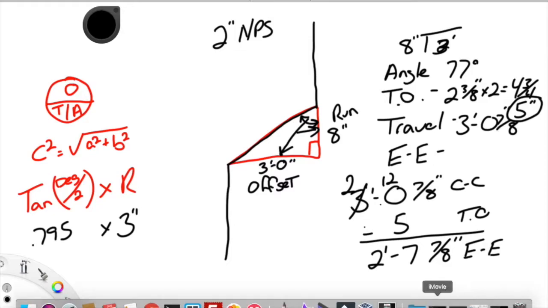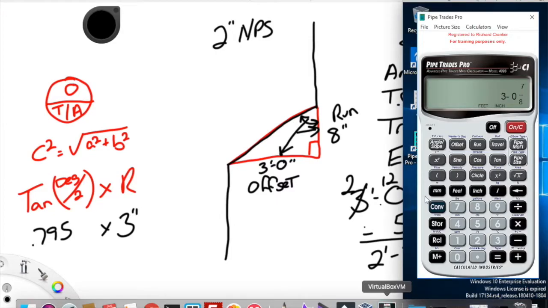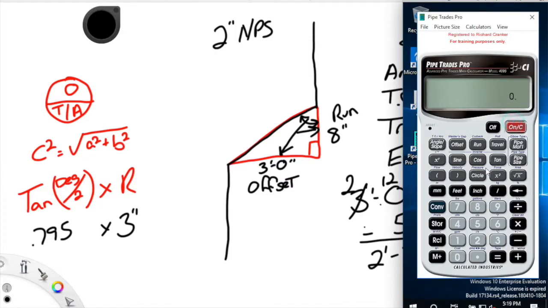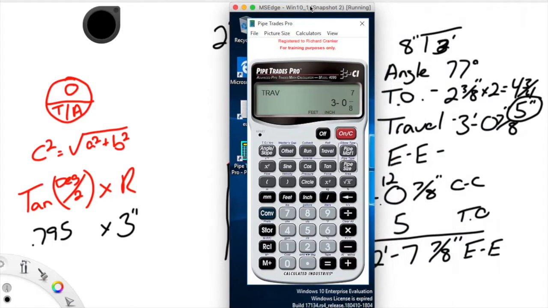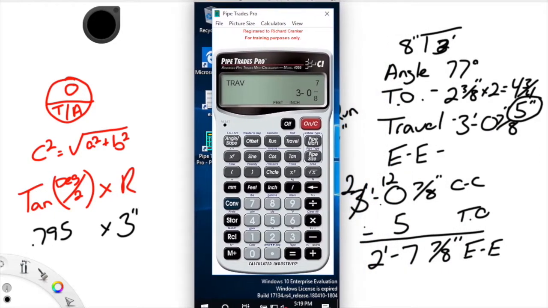Okay. Come back to our calculator. Clear it out. Got a 2-inch pipe size. Got an offset of 3 feet. 8-inch run, travel, again, okay, travel was 3 foot 0 7/8, good there. Our cut length, 2 foot 7 13/16.